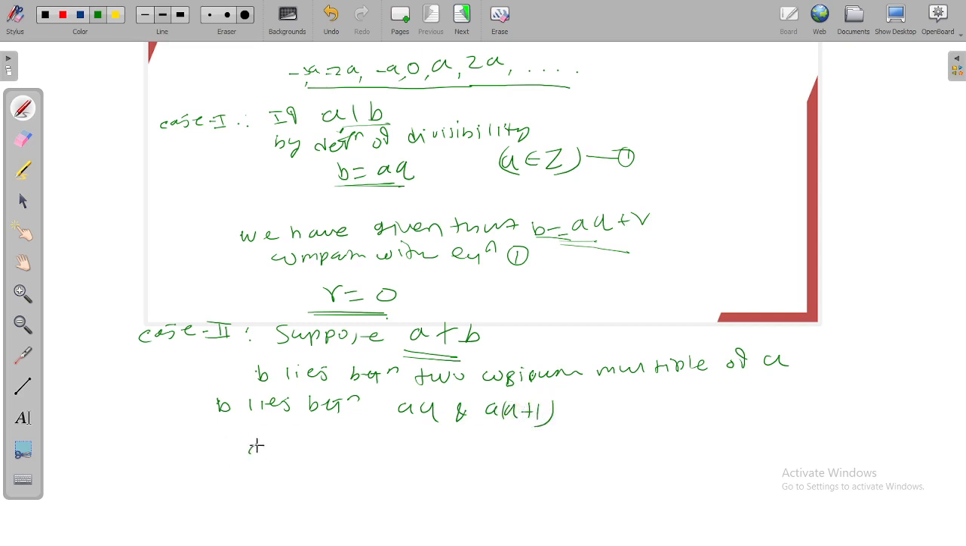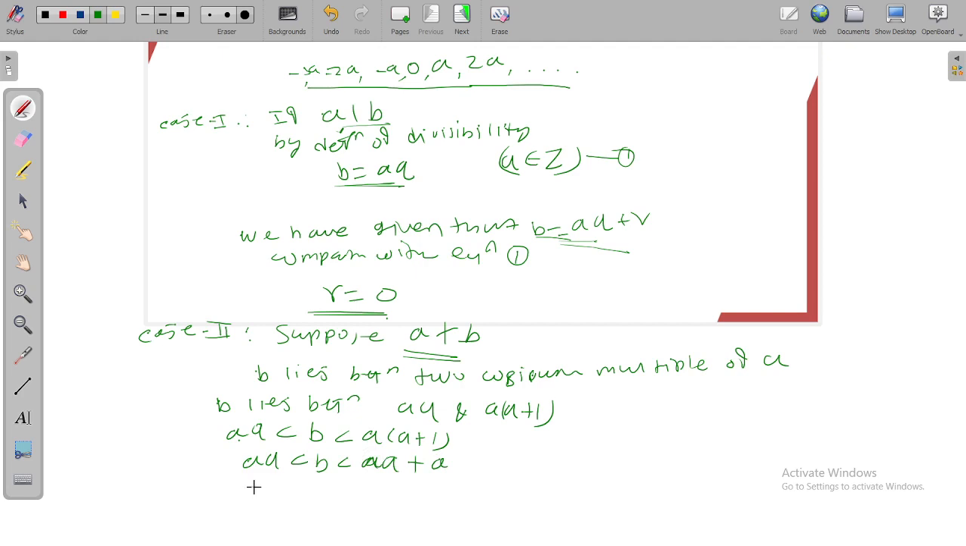Then we can write aq is less than b, which is less than a into q plus 1, because our b lies between two consecutive multiples of a, and these two consecutive multiples of a are aq and a into q plus 1. Therefore, we can write aq is less than b is less than aq plus a.